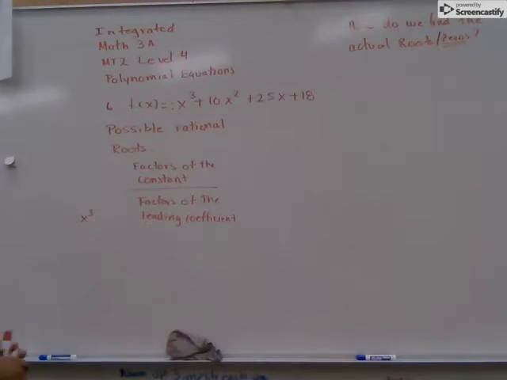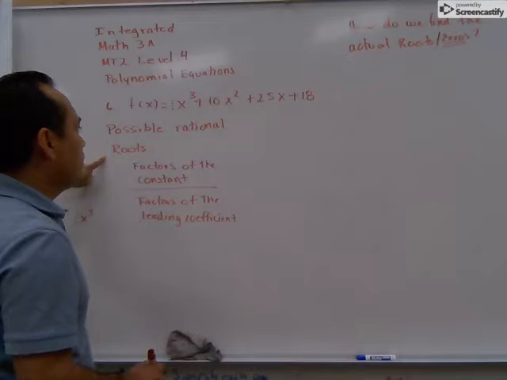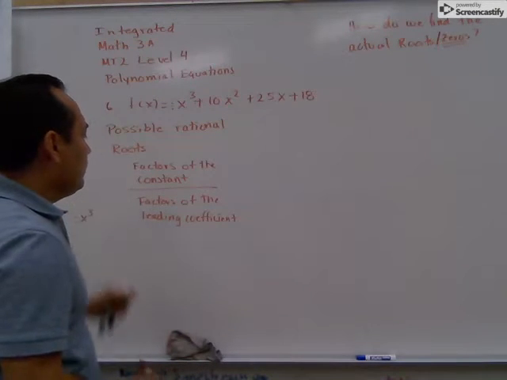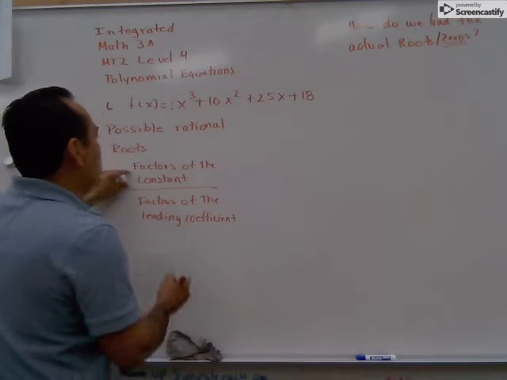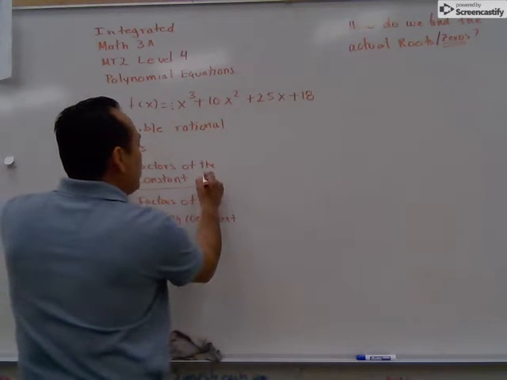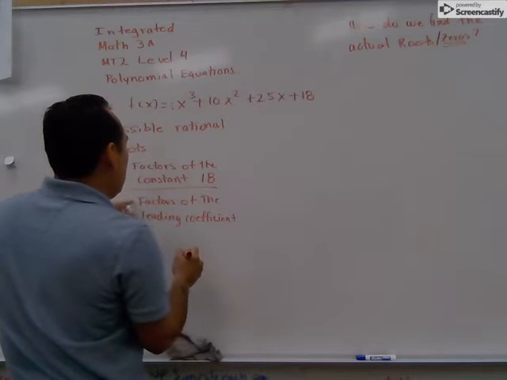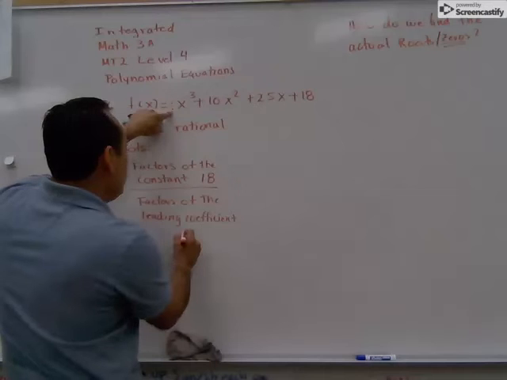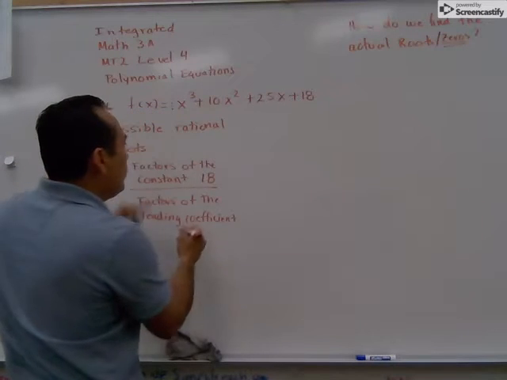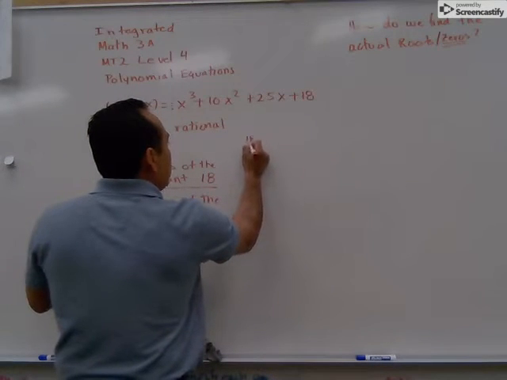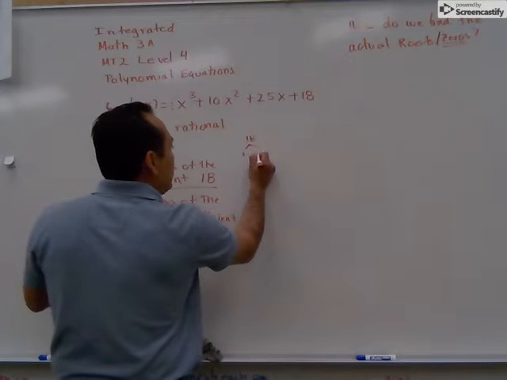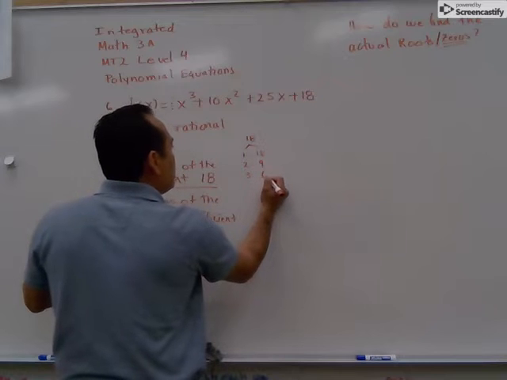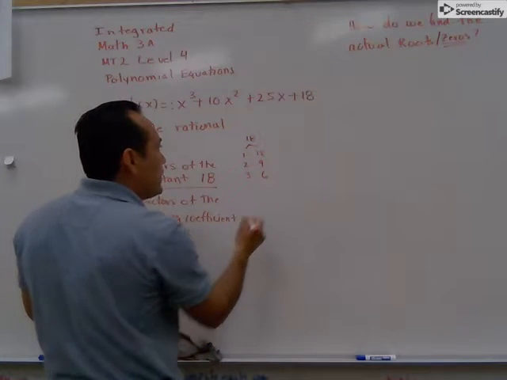Now I'm going to show you how to actually find the possible rational roots. As I was telling you before, we need the factors of the constant divided by the factors of the leading coefficient. In this case, our constant happens to be 18, and the leading coefficient is 1, and we need to factor them. If I factor 18, I'm going to have 1 times 18, 2 times 9, 3 times 6, and there's nothing else that factors 18.